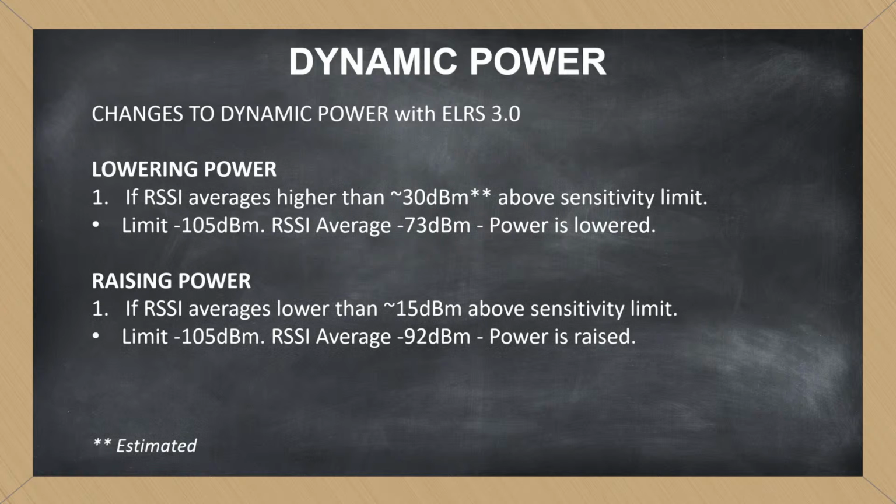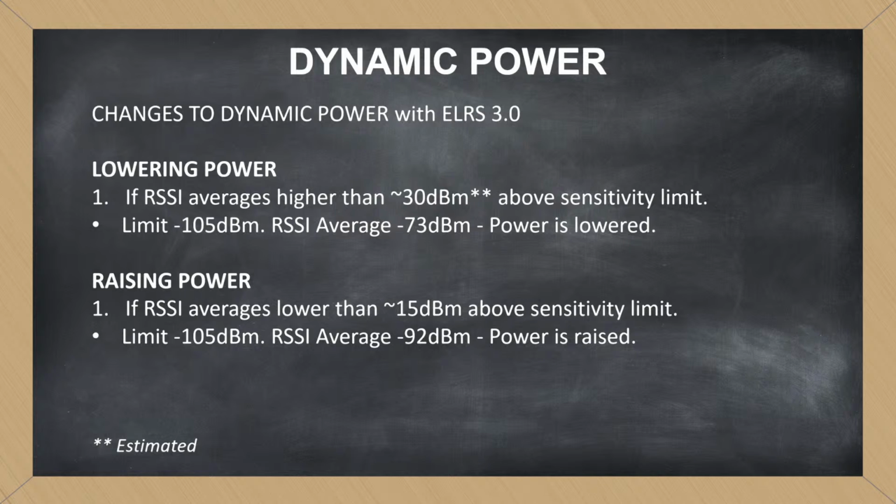All right. And then the last one, these are the ones that I'm not 100% sure on. I wrote estimated at the bottom, and I said changes to dynamic power of ExpressLRS 3.0. Lowering power occurs if RSSI average is higher than about 30 dBm above the sensitivity level. I just did that based on the math. The example they gave was 73 to 105. So I said, okay, it sounds like they're triggering a lower power if the recent averages are about 30 dBm above the sensitivity level.